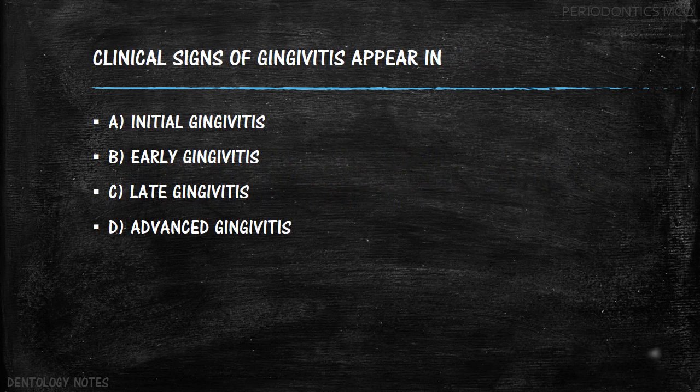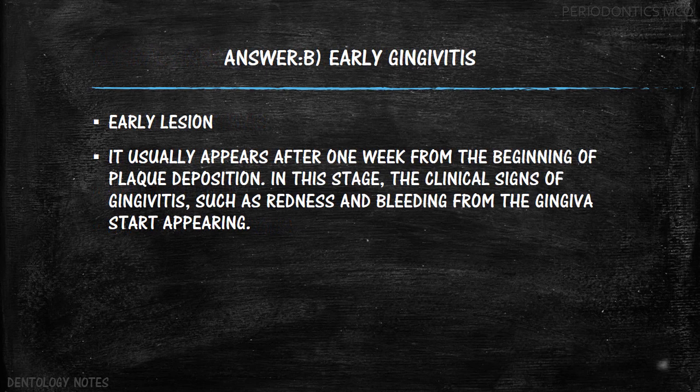Clinical signs of gingivitis appear in: A. Initial gingivitis. B. Early gingivitis. C. Late gingivitis. D. Advanced gingivitis. Answer: Early gingivitis, the early lesion. It usually appears after 1 week from the beginning of plaque deposition. In this stage, the clinical signs of gingivitis, such as redness and bleeding from the gingiva, start appearing.